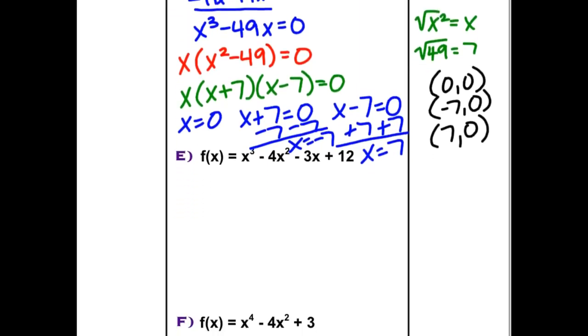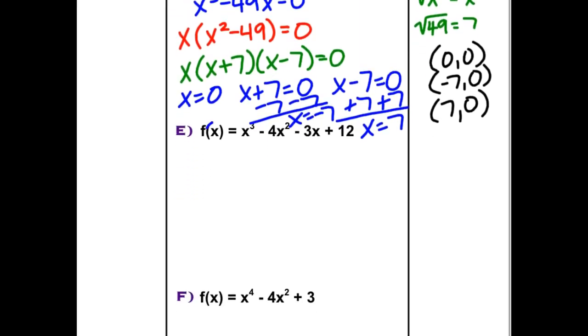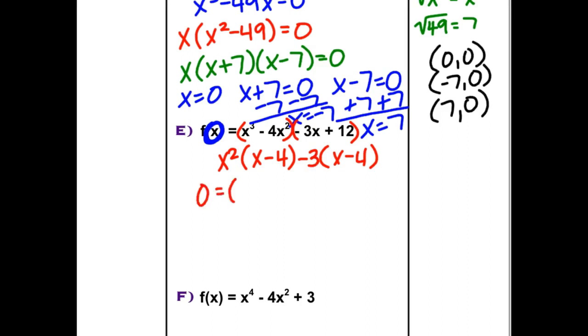The next one. First we turn this into a 0. And then I see I have 4 terms, which means I need to factor by grouping. So the first one, I can factor out an x squared, and that leaves me with x minus 4. I want an x minus 4 here, so I'm going to factor out a minus 3.